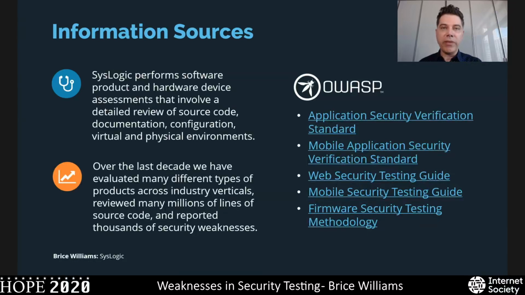The other main source of information for this talk is the Open Web Application Security Project, or OWASP. If you're not familiar with OWASP, it's a global organization with a lot of great resources. Some of those are listed here, and I've derived guidance and general information from them. For example, the Application Security Verification Standard, which I'll talk more about, the Mobile Application Security Verification Standard, the Web Security Testing Guide, the Mobile Security Testing Guide, and the Firmware Security Testing Methodology. If you're not familiar with these, I highly recommend that you check them out to learn more about what goes into building software securely, how to test it and look for security weaknesses, and even how to leverage that information from more of an attack and exploit point of view.